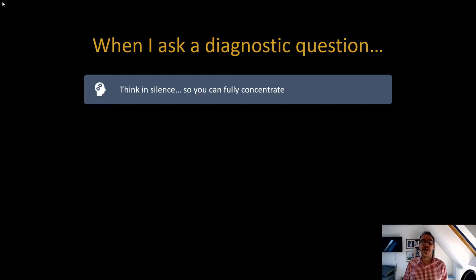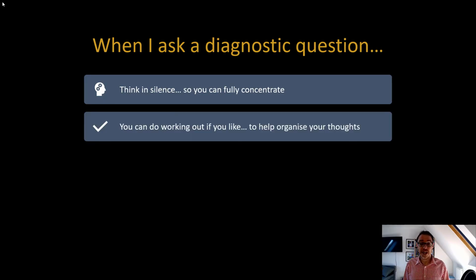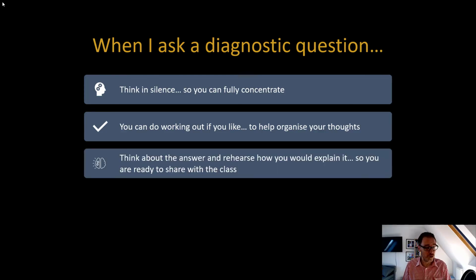So I say to my students, okay, when I ask a diagnostic question, first, I want you to think in silence. But then I provide that justification. Why? Well, so you can fully concentrate. Then I say to my students, okay, whilst the diagnostic question is on the board, you can do working out if you like. Why? Well, to help organise your thoughts. So every one of these steps has got that justification. Next one, this is a really important one, this one. I want you to think hard about the answer and rehearse how you would explain it. Why do I need to do that, sir? Well, so you're ready to share with the class.